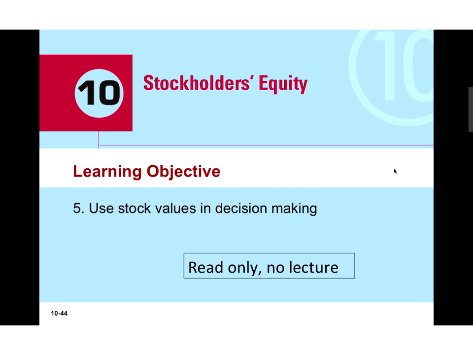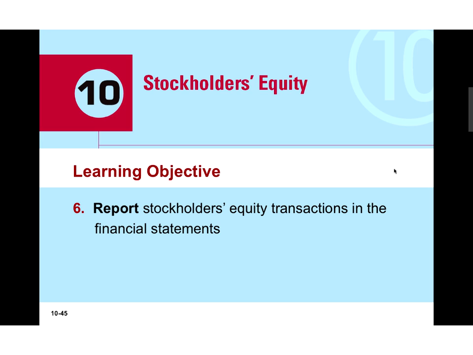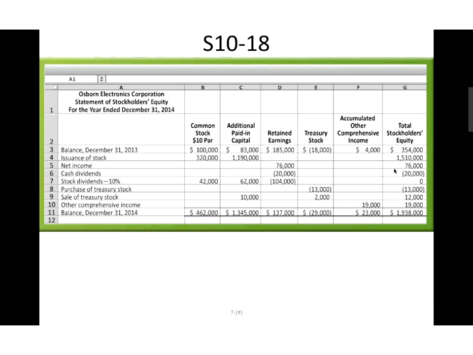Okay, Learning Objective 5. This is a good item to read once and move on. And then we have the stockholders' equity section in the financial statement. So what I want to do for this one is go through a homework problem. Rather than lecturing on it, I want to go through a homework problem, and then we'll see how this is reported. Exercise 10-18. 10-18 is a statement of stockholders' equity.